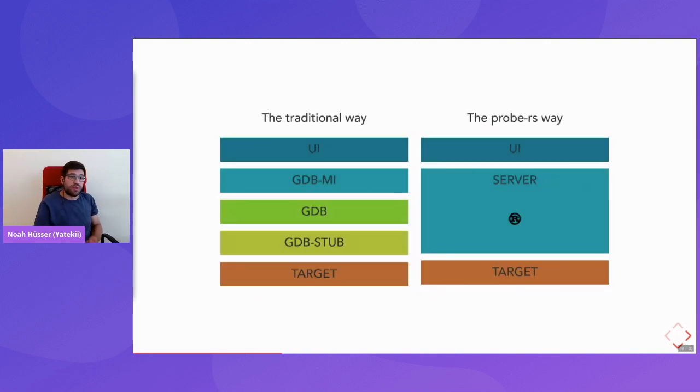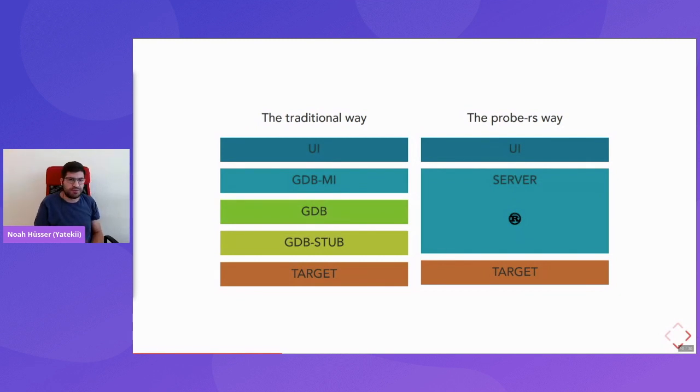use. So traditionally, you have a target here at the bottom again, and then in the middle, you have a debugger in the form of GDB mostly, at least for open source embedded development, but many manufacturers actually ship it inside their Eclipse-based distribution or the likes. And then you have a UI on top.